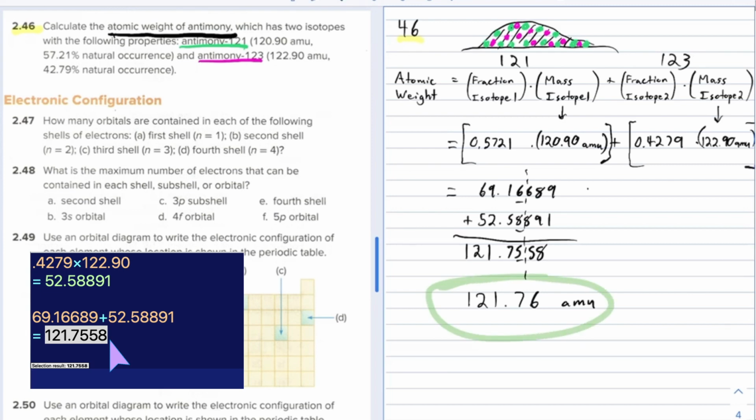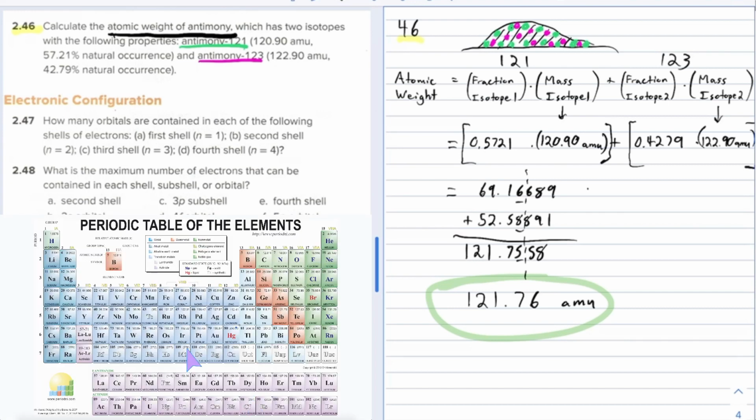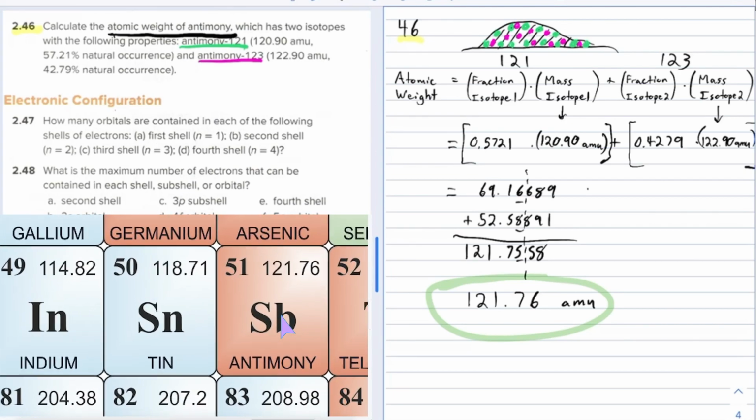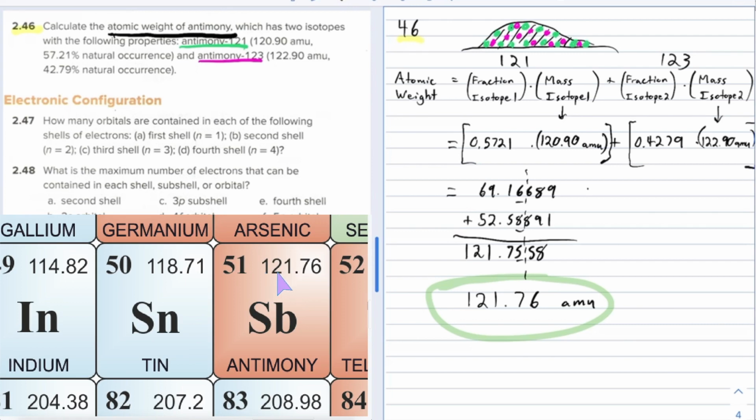Let's just verify that on the periodic table. So here's the periodic table. Antimony is right there, element 51. Okay, and you can see its atomic mass, 121.76, and we just calculated it.